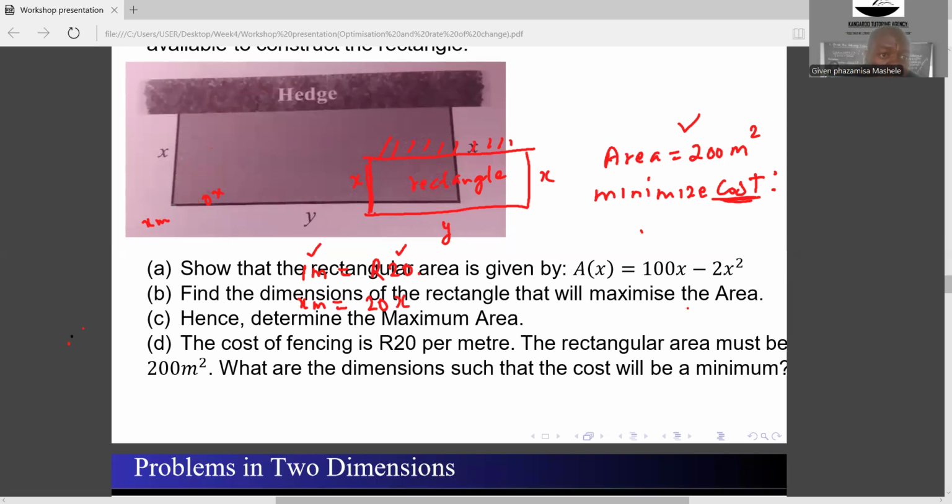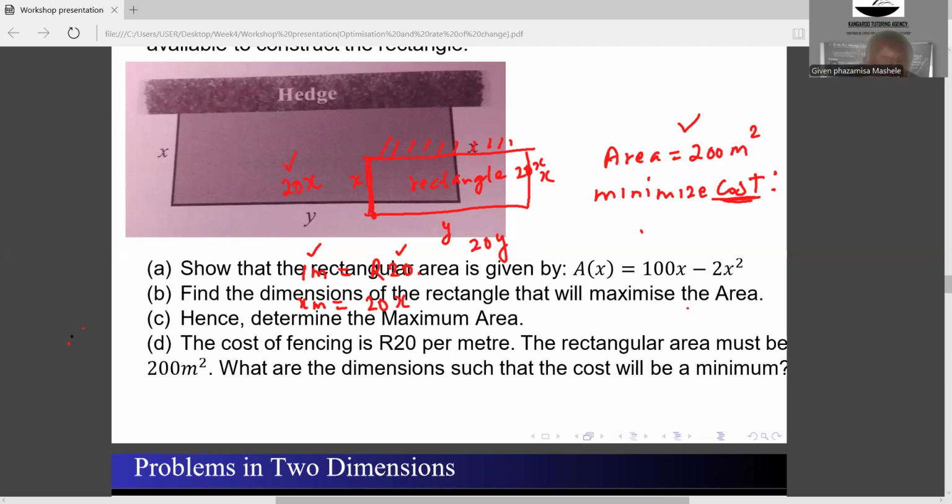So it means that to construct this side here, it will just cost us 20x. This is the cost. And to construct from here to here, it will cost us 20y. And here it will cost us 20x. I hope you are following.